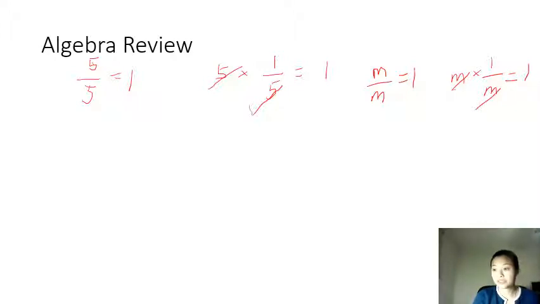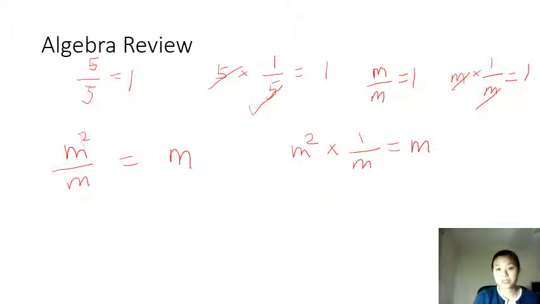Something that might get a little more complicated is if you have meters squared divided by meters, and that's going to give you just meters, or meters squared times 1 over m is still going to give you meters, because the meter cancels with one of the two meters in the meter squared. That's the basic algebra behind what we need to do specifically for the units.